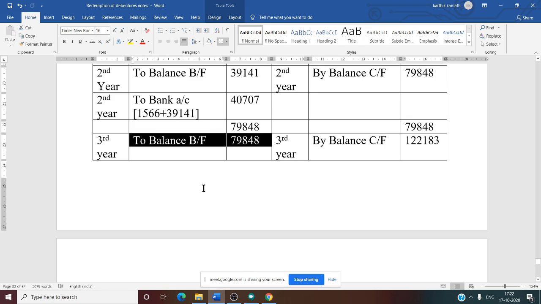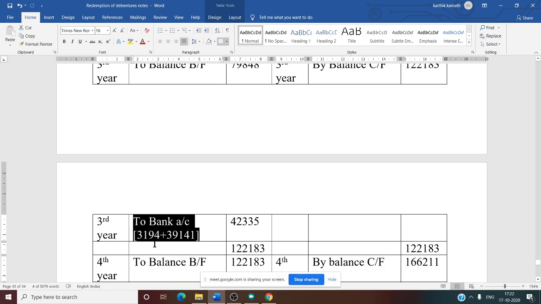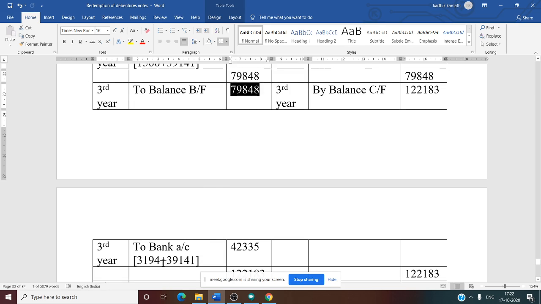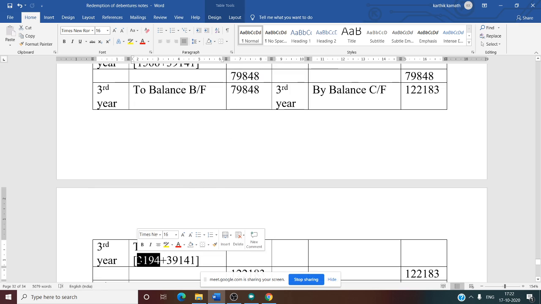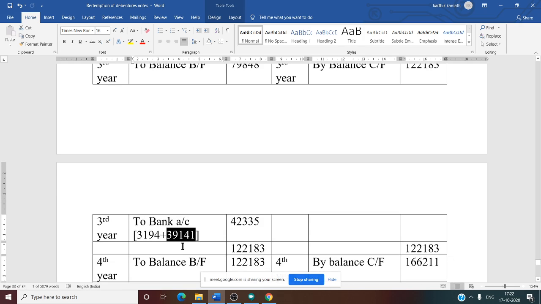To balance brought forward for the third year, you know. Bank account again same procedure. Interest plus P&L account. Interest either you can calculate on 79,848 or you can see the previous account. Previous account third year if you see you will get interest, and P&L appropriation account is the same, it is the same every year. So add both and write the total.